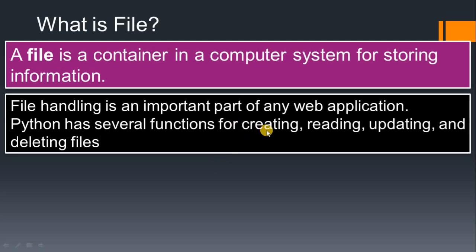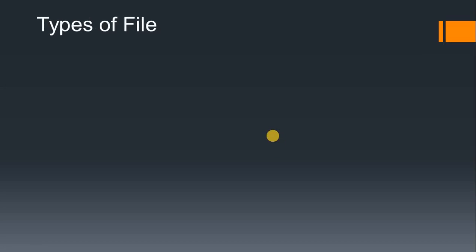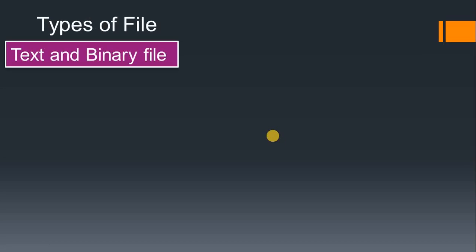So Python has several functions for creating, reading, updating and deleting files. Meaning, by using Python we can create a file, we can read it, we can write to it, and we can delete it also. So now we will understand what the types of files are.